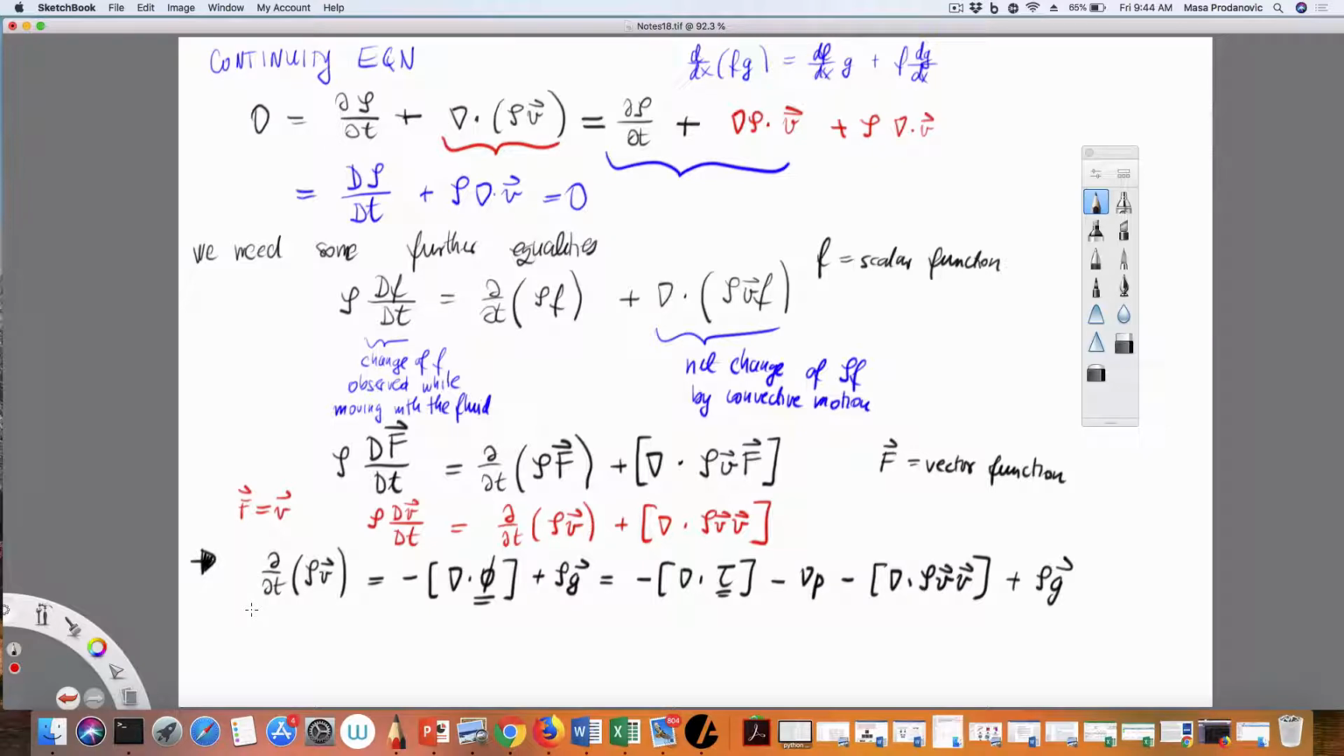So when I take this and this and put it on the left-hand side, what do I get? Material derivative. Yes? Do we see it in the line above? This plus this is rho dv/dt. So this becomes plus on the left-hand side.